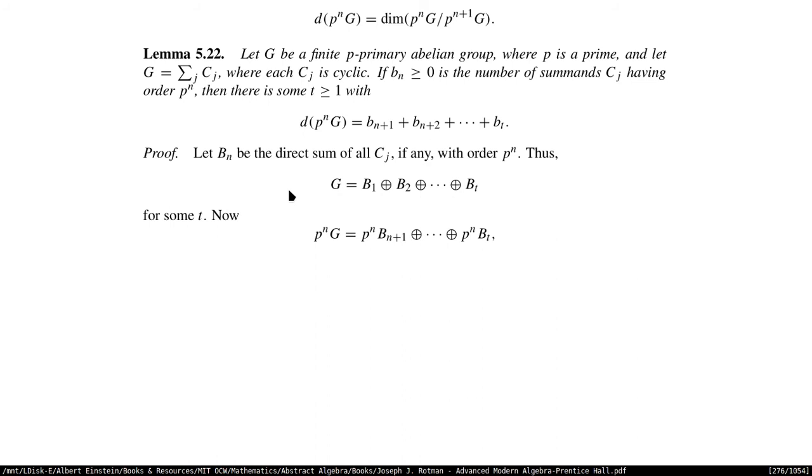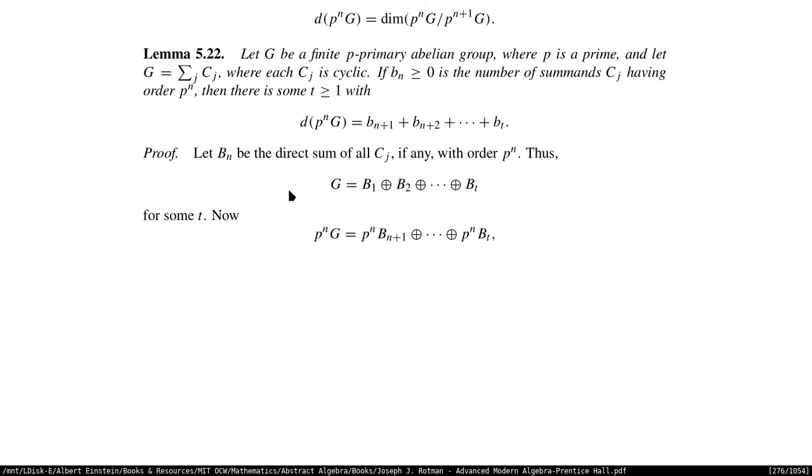So let Bn, capital Bn, be the direct sum. That's the thing, he introduces all kinds of notation, and this is good in the mathematical sense, it's very structured, whatever. But when reading it, no, it's terrible. Yeah, Bn is the direct sum of all the C's you have there, with order P to the n, if there are any.